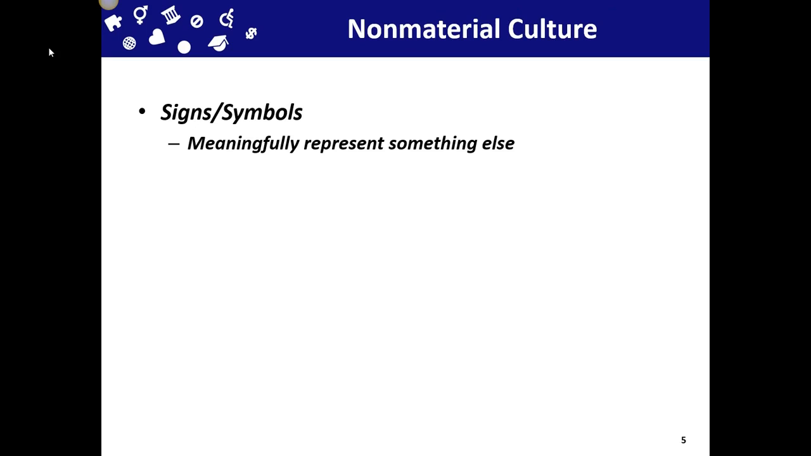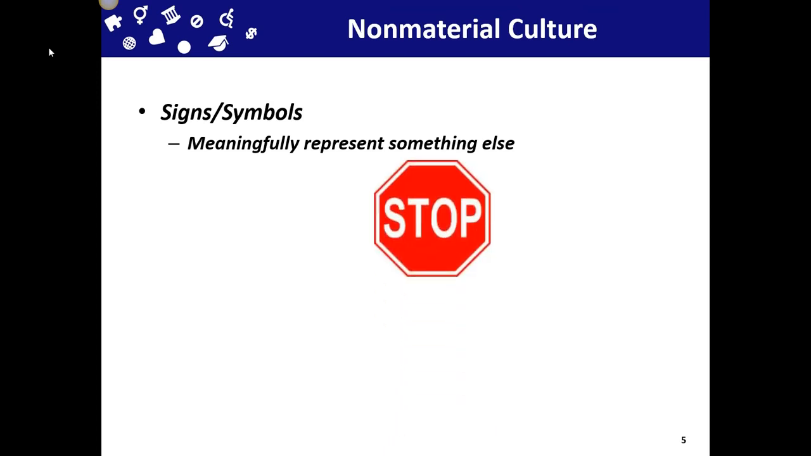One is signs or symbols. Signs or symbols are things that meaningfully represent something else. So the stop sign, for example, means stop, right? But stop what? Stop eating, stop drinking, stop dancing, stop singing, stop talking, stop yelling? No, stop driving. So it carries a specific meaning.